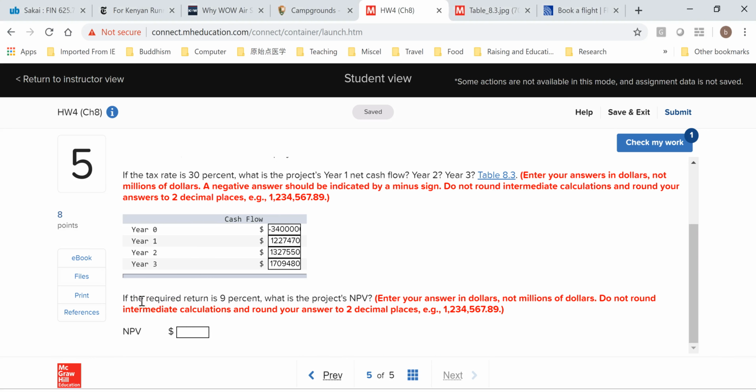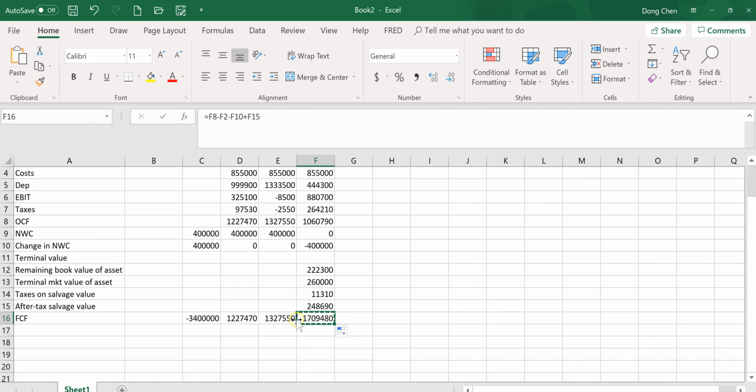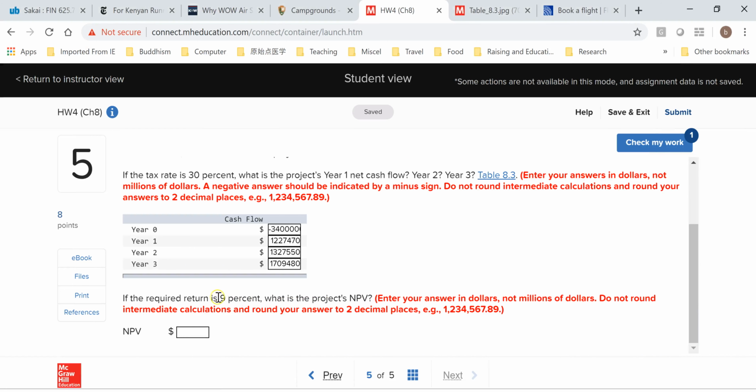Now go to the second and final part of this question. If the required return is 9%, what is the project's NPV? Enter your answers in dollars, not millions of dollars. Do not round intermediate calculations and round your answer to 2 decimal places. So far the decimal place doesn't matter because all the numbers are integers. But when we get to the NPV, since we're discounting the cash flow, the final NPV most likely won't be an integer. So rounding to 2 decimal places will matter.